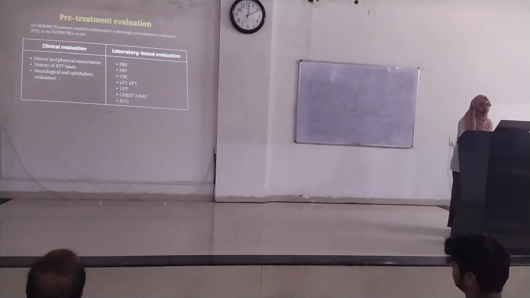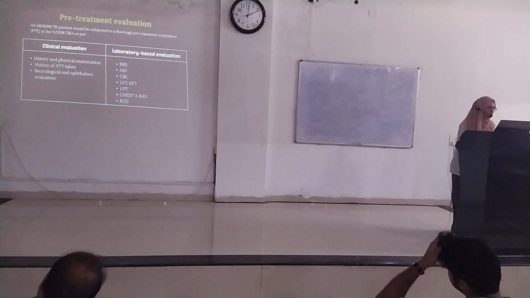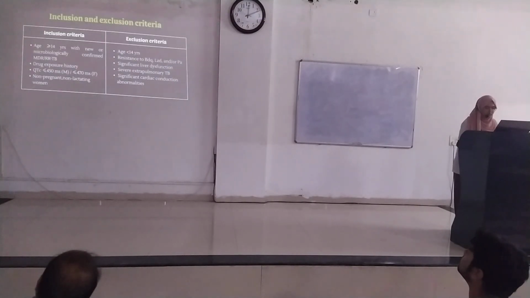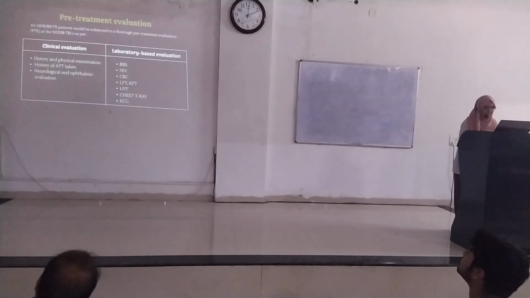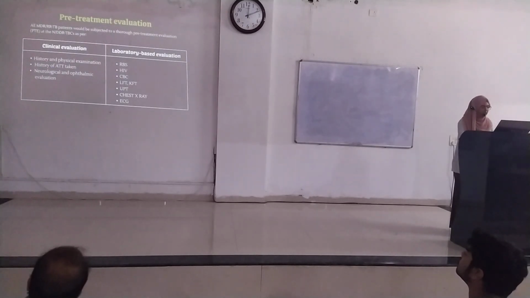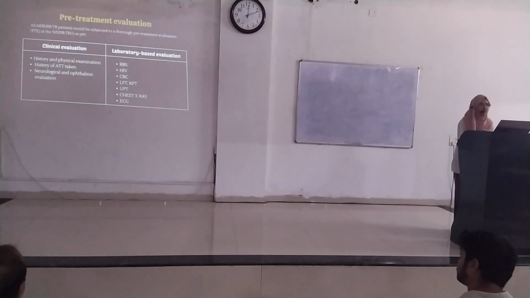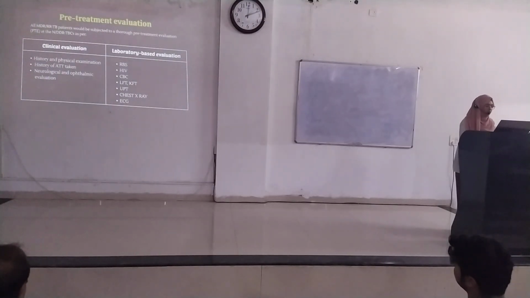The pre-treatment evaluation consists of number 1, clinical evaluation, which includes complete history, physical examination, and assessment of symptoms like ophthalmic and neurological. And number 2, laboratory tests, which includes CBC, random blood sugar, LFT, KFT, ECG, chest X-ray, HIV testing, etc. This step is crucial because it not only guides the correct regimen but also prepares the patient mentally and physically for the long journey ahead.